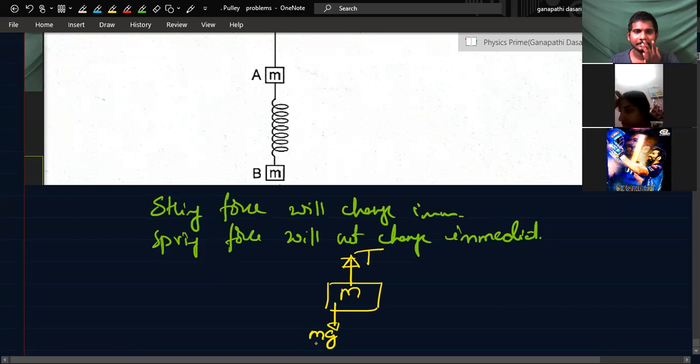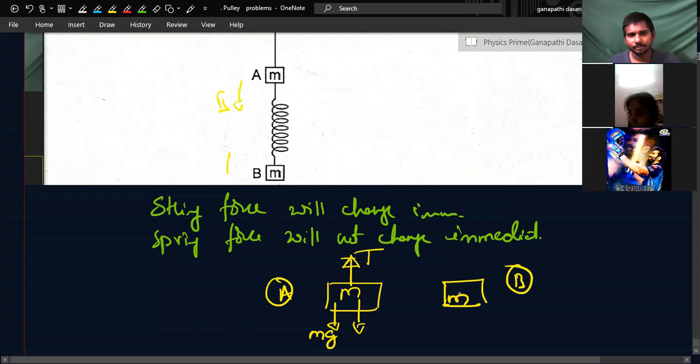In which direction? Varun, you tell me the direction. Downwards, because it will expand here, so it will try to compress. So here spring force will be downwards, Fs. Here also spring force will be. Varun, you tell me what is the free body diagram of the second block. This is A block and this is B block. B block, upward Fs. Okay, that's awesome.